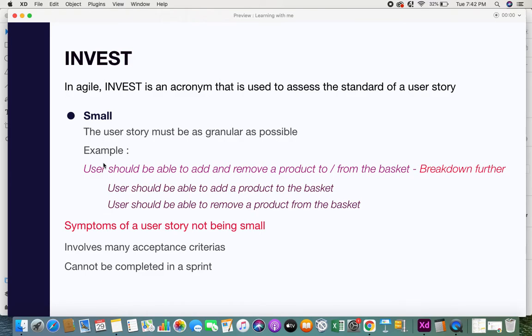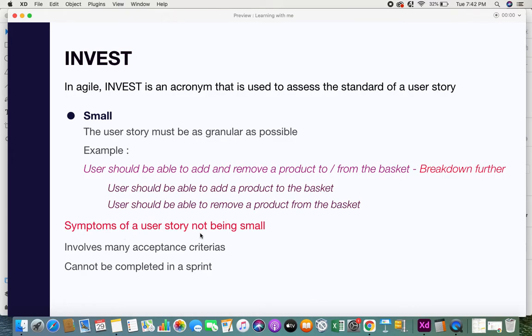So take this example. User should be able to add and remove a product to or from the cart. So this is not a very granular user story. So definitely it has to be broken down. When you break it down, you can break it down as user should be able to add a product to the basket, user should be able to remove a product from the basket. So these two are more granular in level.